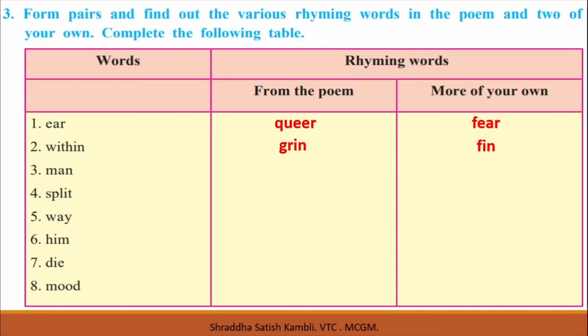The remaining you have to find out yourself. Then you have man. From the poem it is can, and you can write span. Then you have split. So from the poem you have the rhyming word fit, and your own you can write lit. And the remaining four are for you to do. So this is one more assignment from this poem for you.